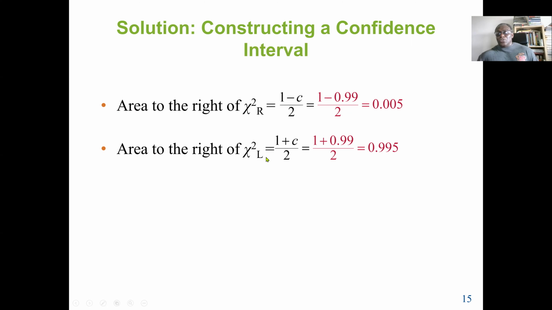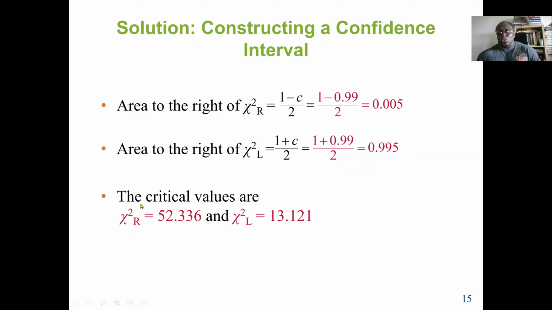The left always is 1 plus C over 2. We saw this example before. Right is 1 minus C over 2. Left will be 1 plus C over 2. So we get 0.005 and the total of both of them should give you 1 or 100%. So second one, we get 0.995. So we are good to go now.